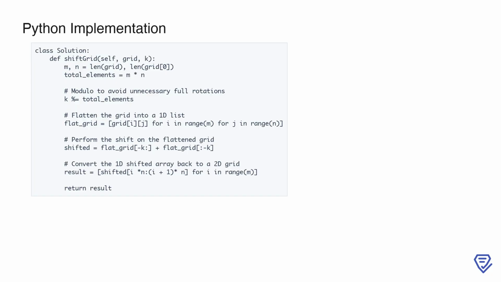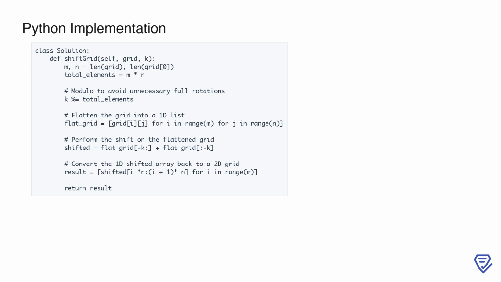2. Modulo operation. The step k %= total_elements ensures that we only perform the necessary number of shifts. For example, shifting a grid of size 6 by k equals 7 is equivalent to shifting it by k equals 1, as 7 % 6 equals 1. This avoids redundant computations.